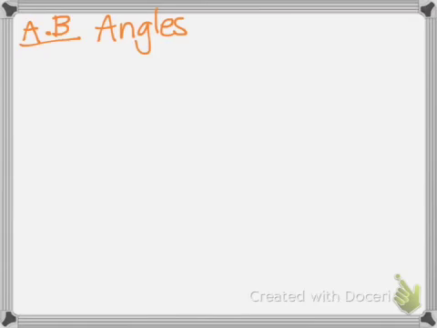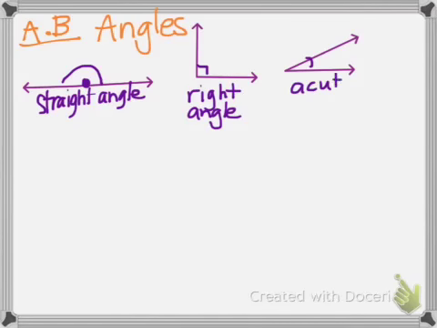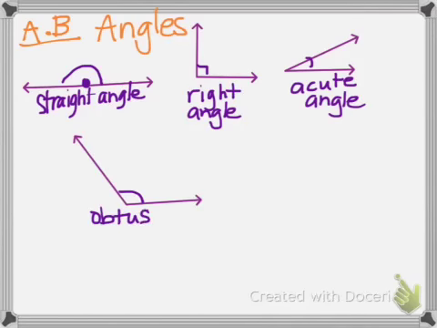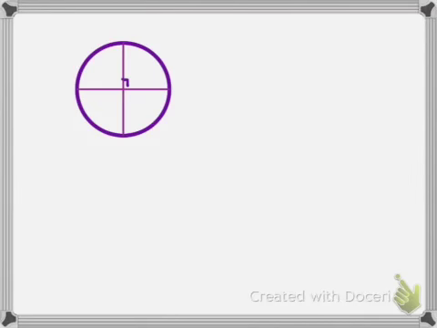Now we'll talk about angles. Okay, if you have an angle that looks like this, it's called a straight angle. This is a right angle. This is an acute angle and an obtuse angle. And this kind of angle is called a reflex angle. It's kind of bent backwards. As we know, right angles are 90 degrees, straight angles are 180 degrees. Acute angles are less than 90 degrees and obtuse angles are greater than 90 degrees.